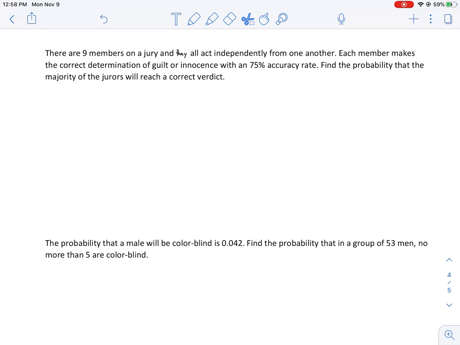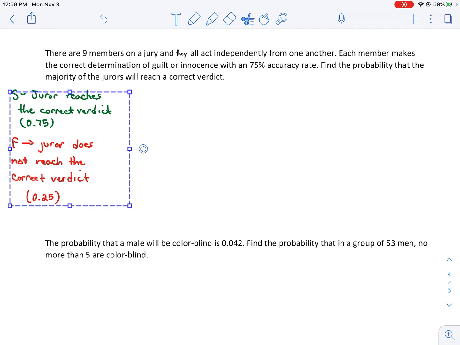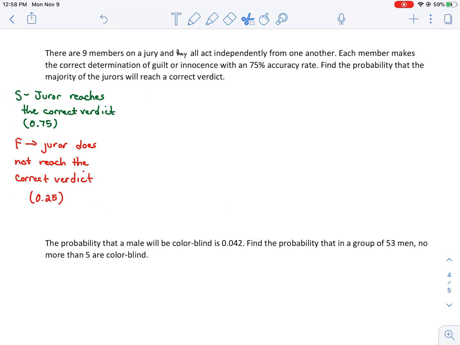Alright, so what does success look like? What does failure look like? Well, success is the juror reaches the correct verdict, and that happens 75% of the time. Failure is the juror does not reach the correct verdict, and that happens 25% of the time. So we want to find the probability that the majority of the jurors will reach a correct verdict.